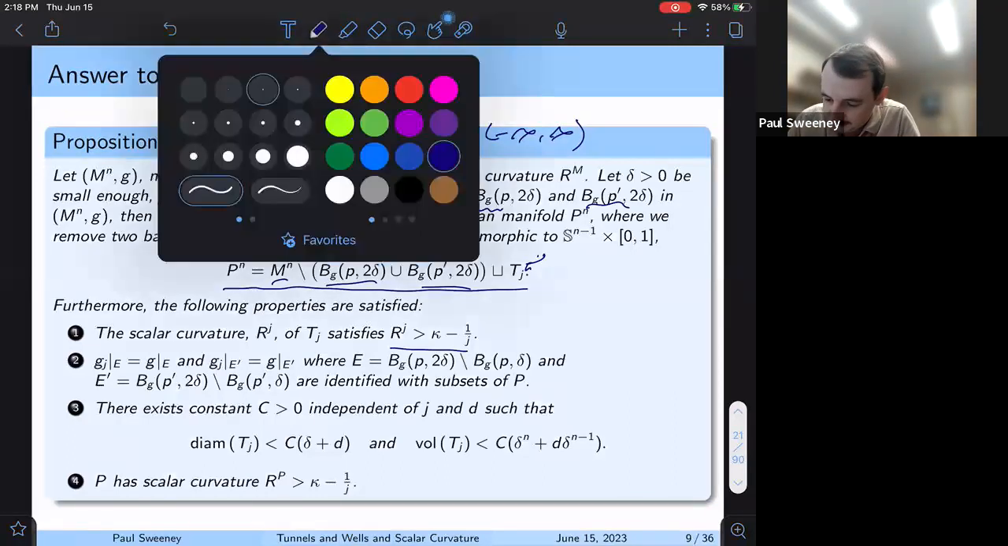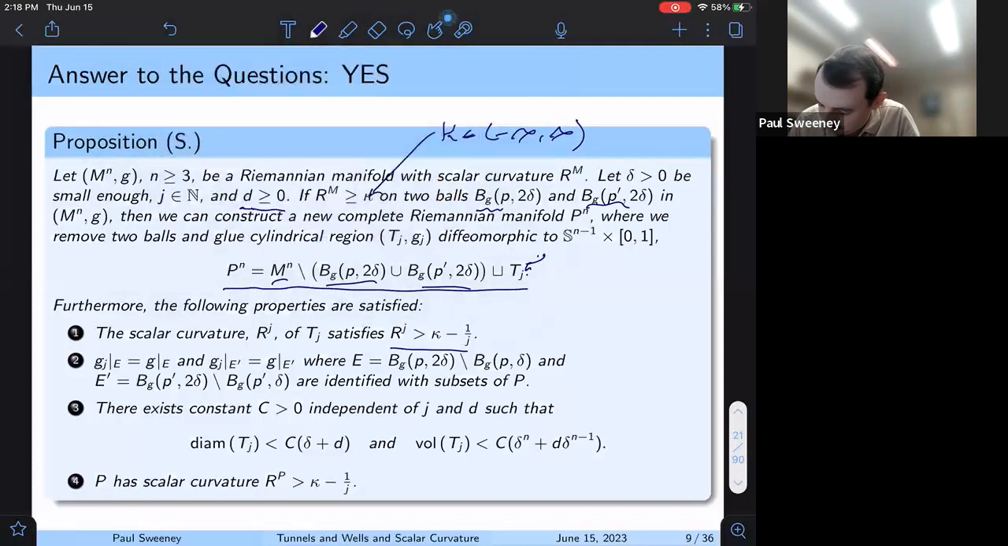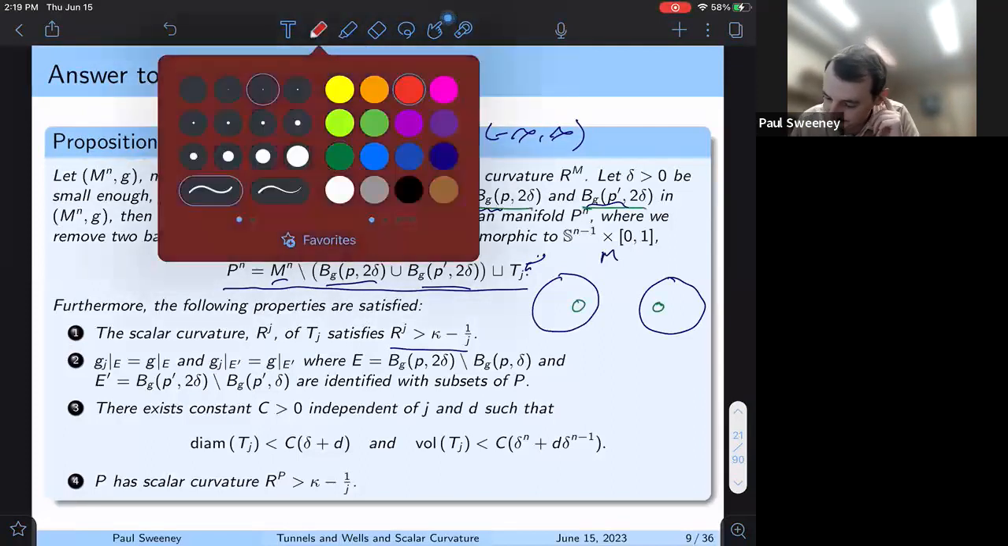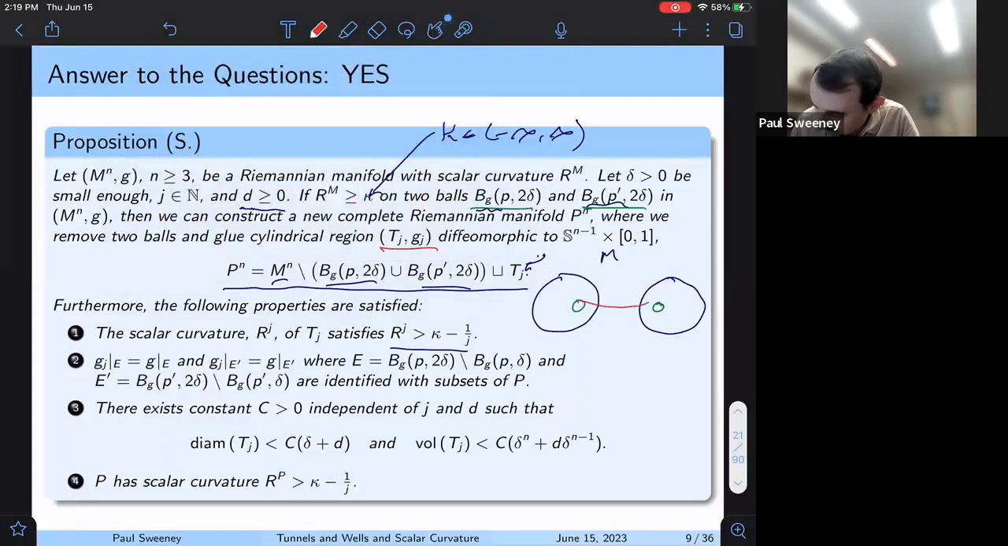So maybe I draw something. This will help. Right, so how am I picturing this? This is our manifold M, and then we cut out two pieces, our balls. Right, these are our balls. And then we connect with a tunnel T. Right, and so we know that the tunnel keeps scalar curvature close to the scalar curvature of the original lower bound, and outside the tunnel, right, outside the tunnel, the metric does not change.